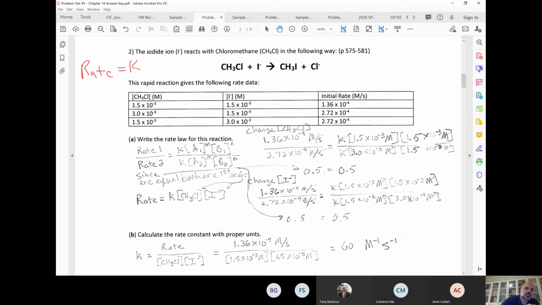My eraser's not working. My Adobe just froze. Give me a second.